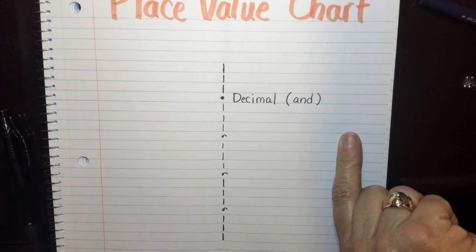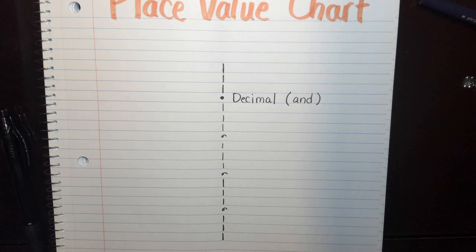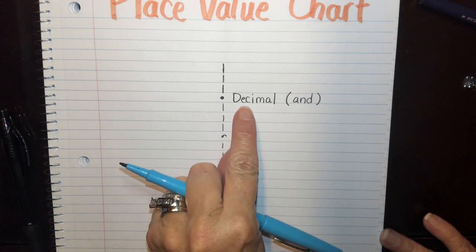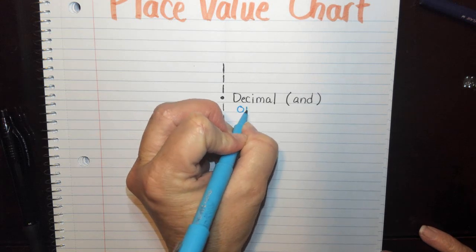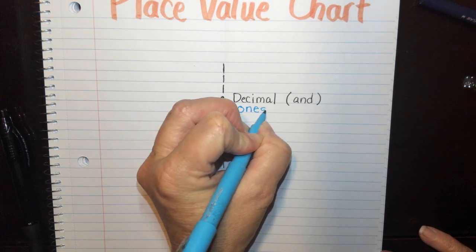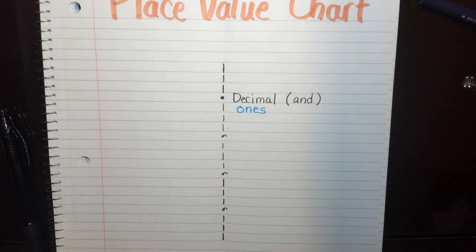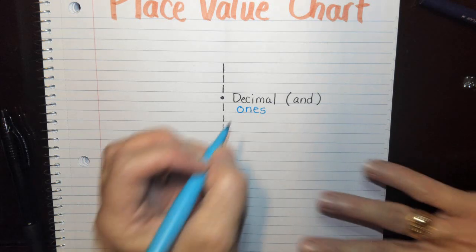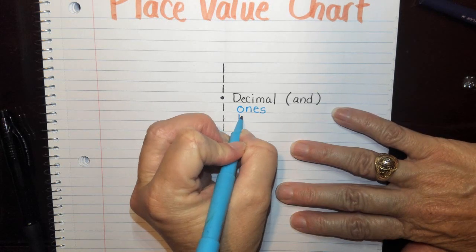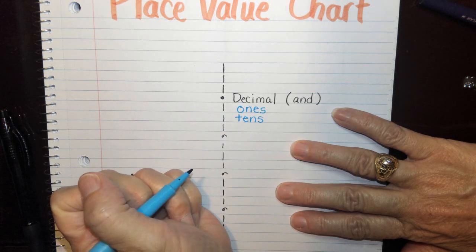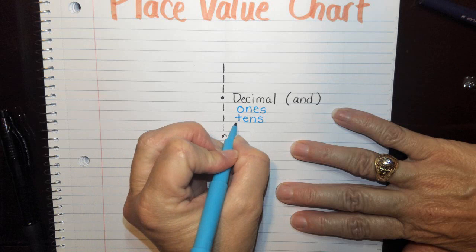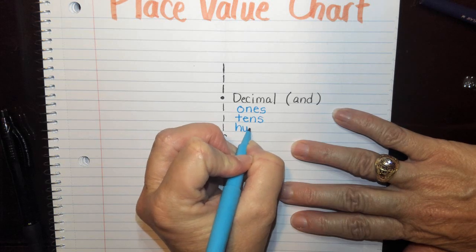Alright, so this is where I'm going to take the opportunity to use some color, and I hope my pens work. We'll just see. So I'm going to go right below the decimal point, and I'm going to call this the ones place. I'm going to go right below that and call this the tens. And this is the hundreds.